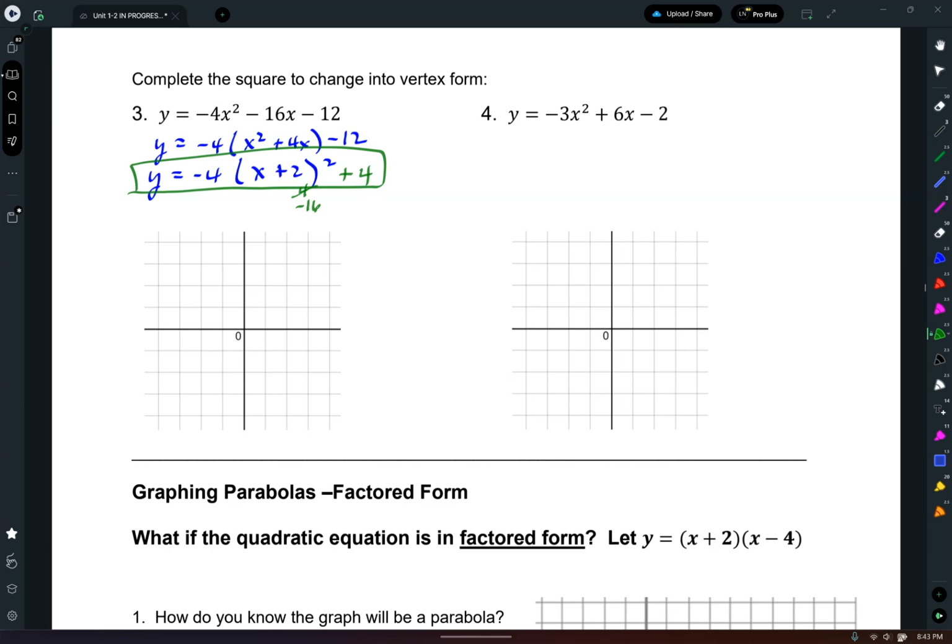So left 2, up 4, slope of negative 4. I'm going to have this skinny little parabola. Okay, my parabola's not looking great. Sorry. Opening down. Okay, let's look at this one.